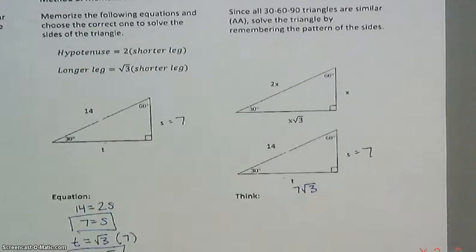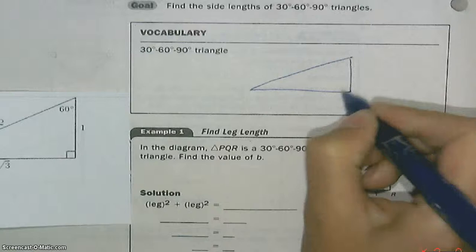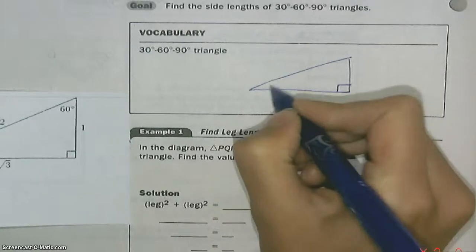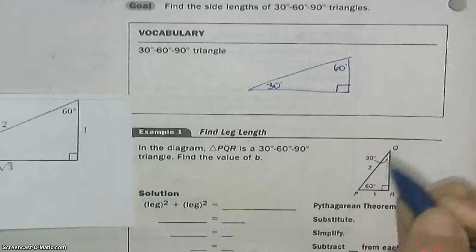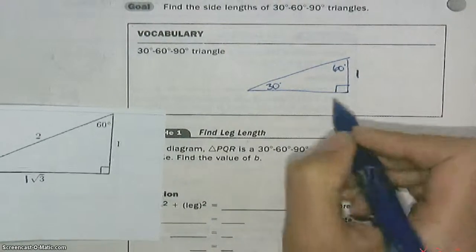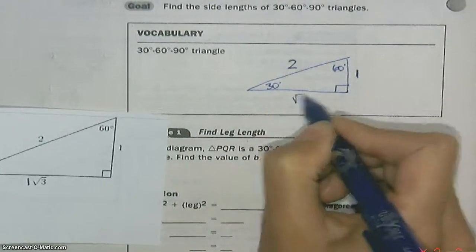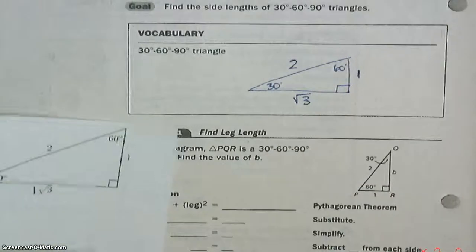Let's do some more examples now. So we already have our 30-60-90 triangle. This is 30, this is 60. Across from the 30 is the 1, because across from 30 is going to be the smallest. 2 is across from the hypotenuse. 2 is actually the biggest. Root 3 is a little bit smaller than 2.